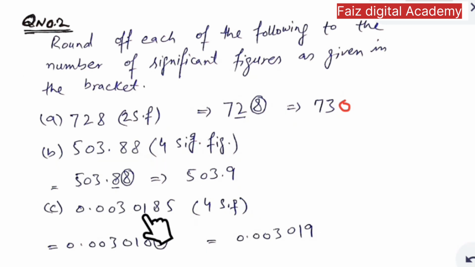In the C part, we have to write up to 4 significant figures. So the first significant number is 3. So 1, 2, 3 and 4. The 8 will be decided on the basis of 5. Because it is 5, we have to add 1 to the 8 and it will become 0.003019.